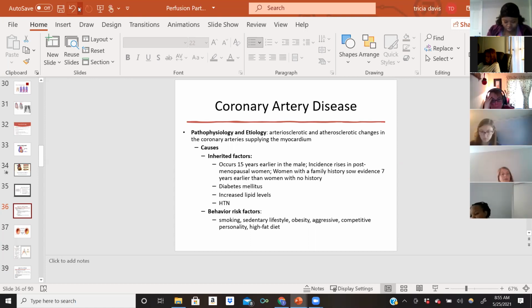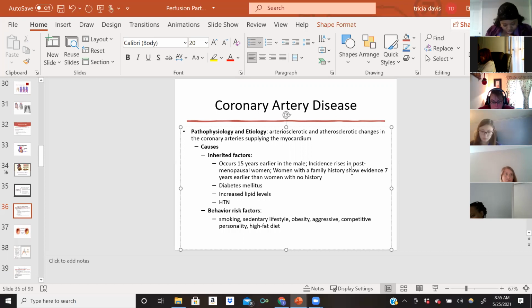So we have inherited factors. It occurs usually 15 years earlier in the male compared to the female. We do see a higher incidence in postmenopausal women. It happens pretty rapidly once they start going through menopause. Women with a family history of coronary artery disease show evidence 7 years sooner than women with no history in their family at all. So these are things that you guys want to consider when you're dealing with populations in the hospital, when you're taking care of men and women. These are things that you want to keep in the back of your mind.